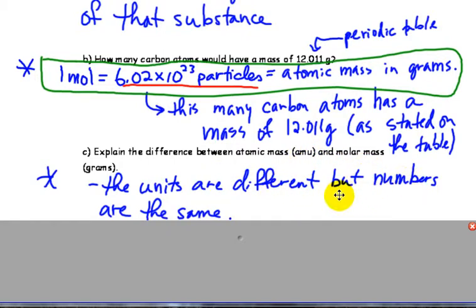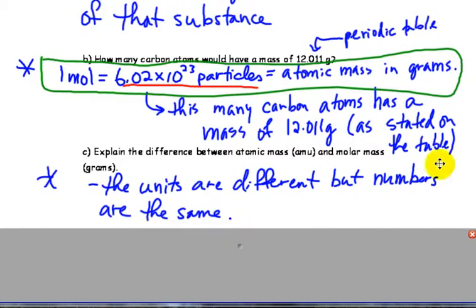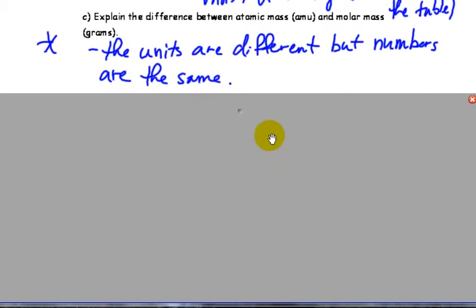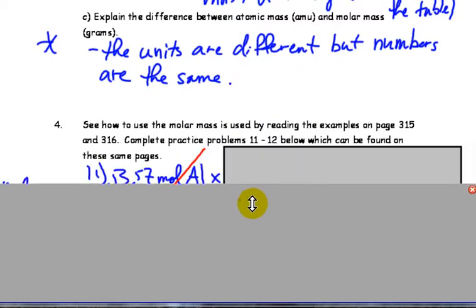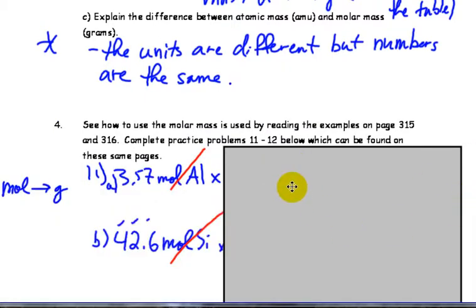Atomic mass unit, AMU, and molar mass. So the units are different. The atomic mass unit is the relative mass, like I was saying. Hydrogen being the lightest value of 1, carbon being 12, just relating to each other, whereas molar mass represents grams. Same number, but different unit. Okay, and then we have quite a few questions here that we could use.